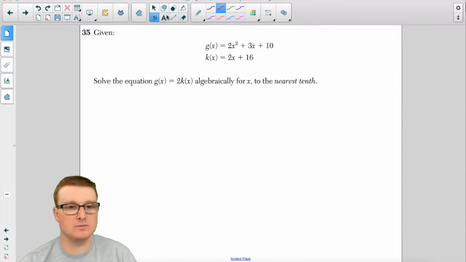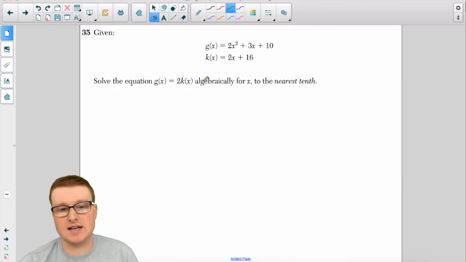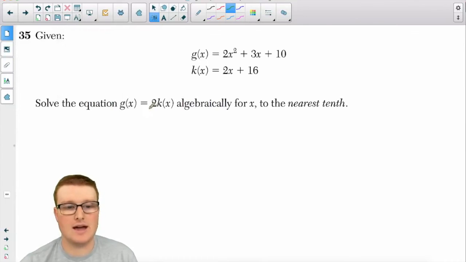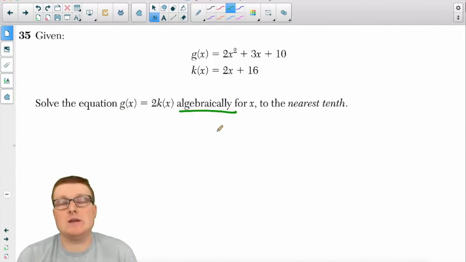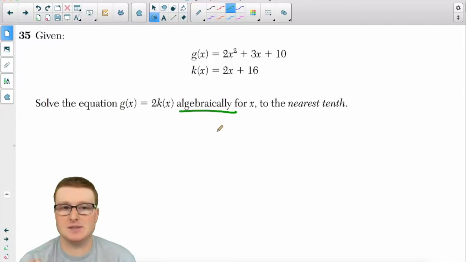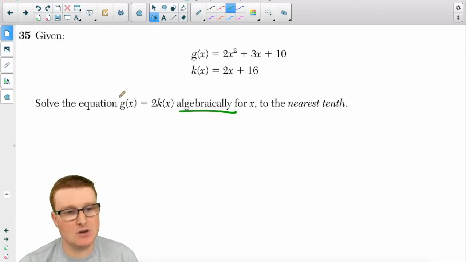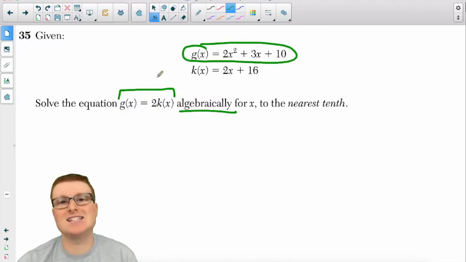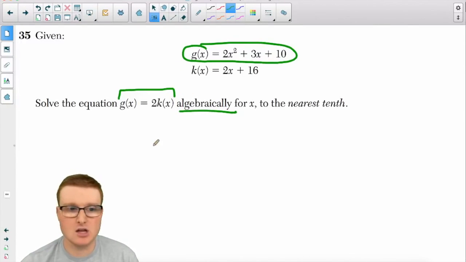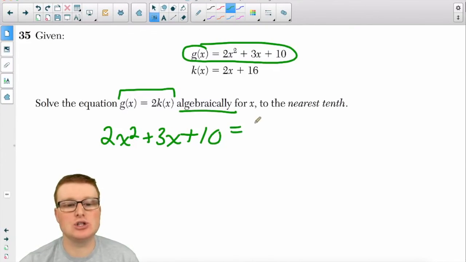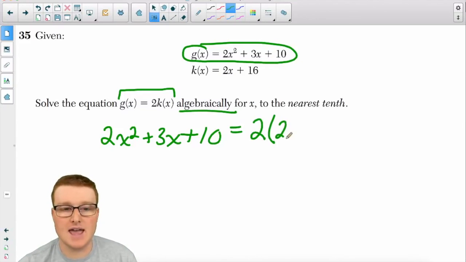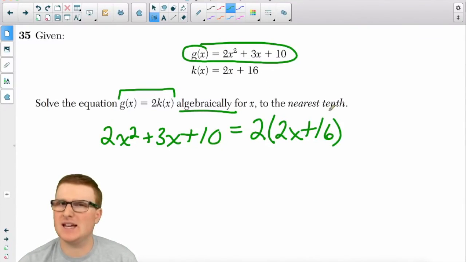Number 35, here we go. Given this information, solve the equation g of x equals 2k of x algebraically for x to the nearest tenth. Okay, so it says algebraically, so we can't use any... Well, we can use graphing calculator technology, but there has to be some sort of work shown. So it's saying take the equation g of x and set it equal to double k of x. So 2x squared plus 3x plus 10, set it equal to double of kx, which is 2x plus 16. That's what that means, okay?